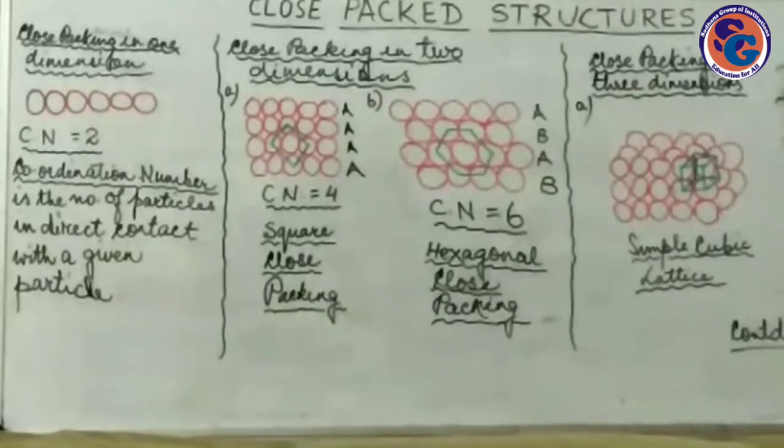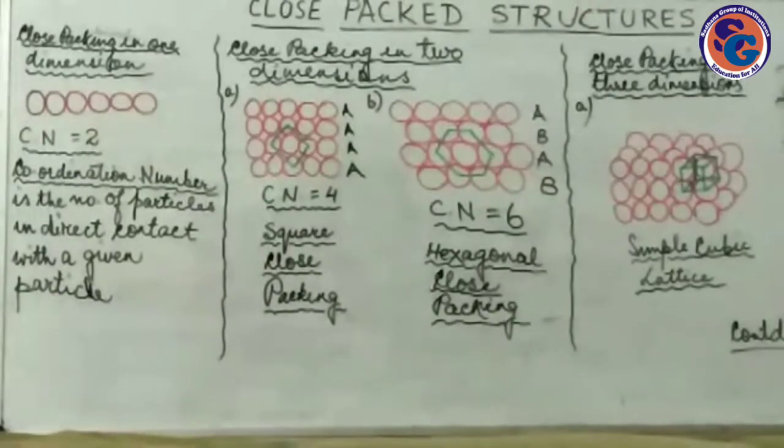The next type of close packing in 3 dimensions, where it is made by stacking the AB type of layers one above the other, that is hexagonal close packed structures one above the other, can be seen in my next video.